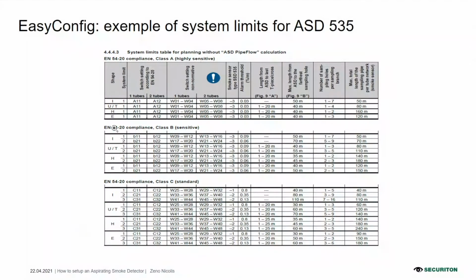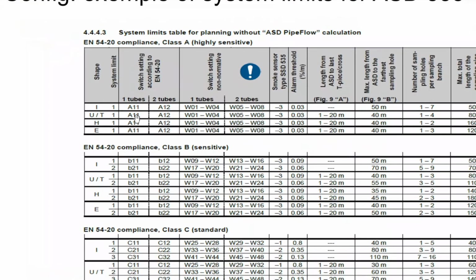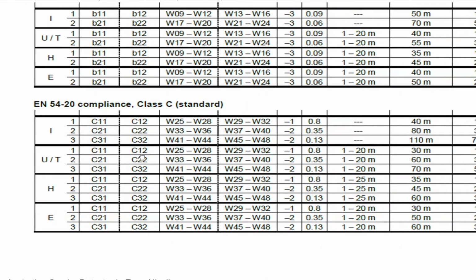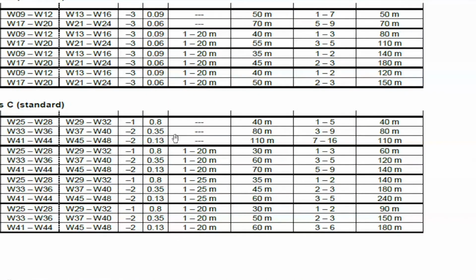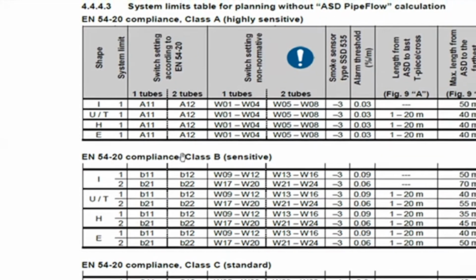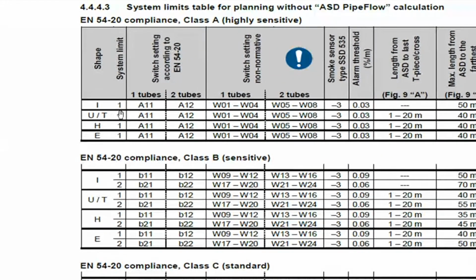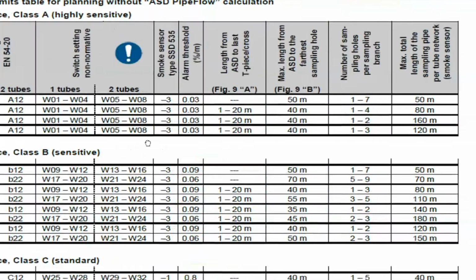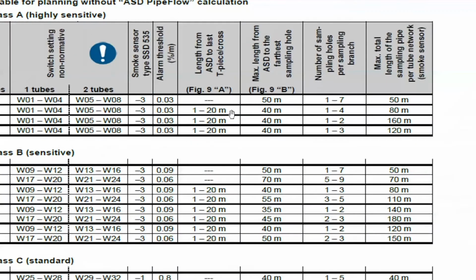If we look, for example, at class C, we can see for the I shape, we can have, for example, a maximum of 110 meters of pipe and a maximum of 16 holes. If we look at class A, for example, in I shape, we can have a maximum of 50 meters and a maximum of 7 holes. So everything is pre-configured.